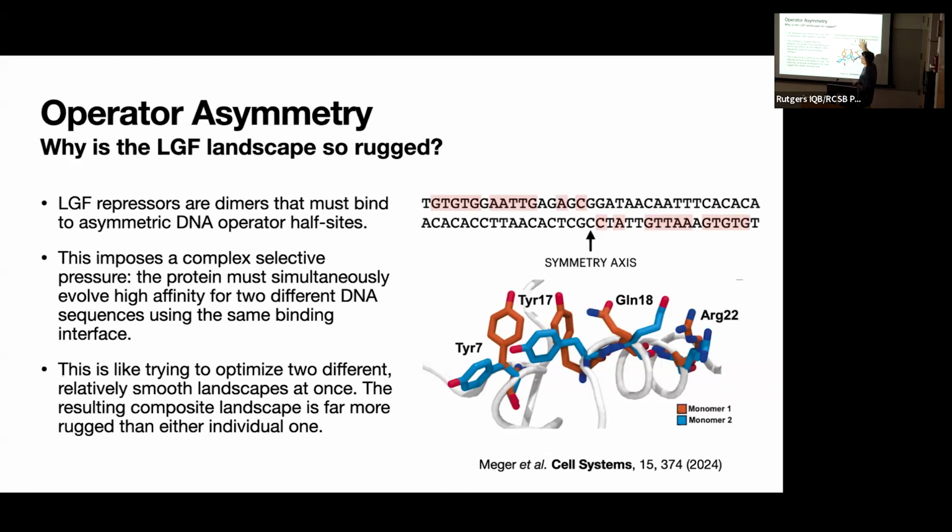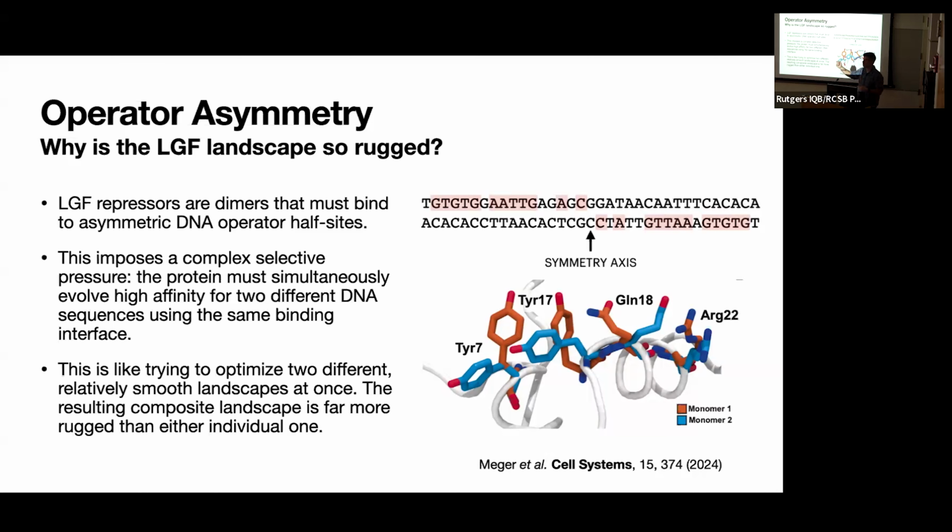And so what this means is that this imposes quite a complex selective pressure. So instead of the protein evolving to bind a DNA sequence, you've got one protein because it's a homodimer. So one protein has to evolve to essentially bind two different sequences. And obviously this is hard, right? If you want to specialize at being a scientist, it's hard to also specialize at being a professional baseball player. There's not many people who can do this.